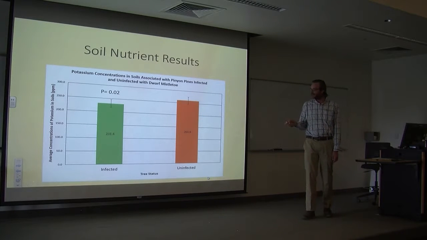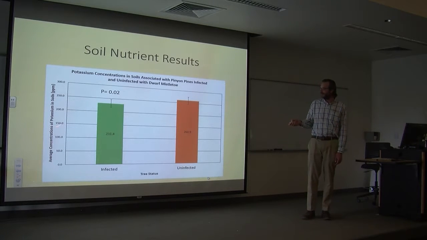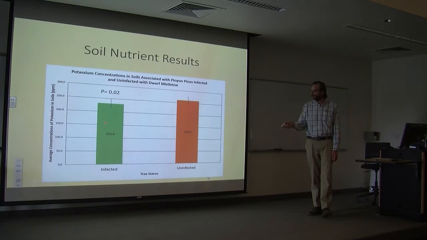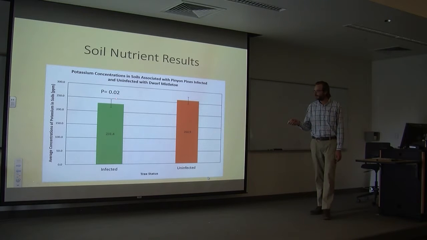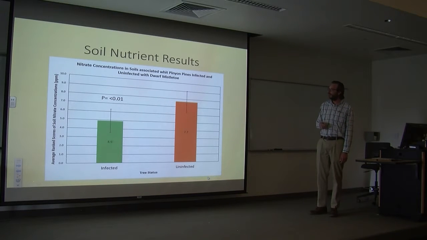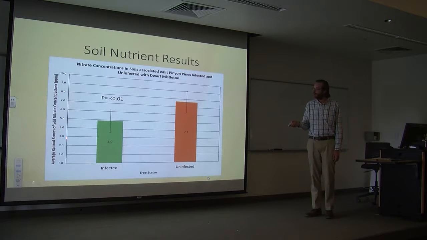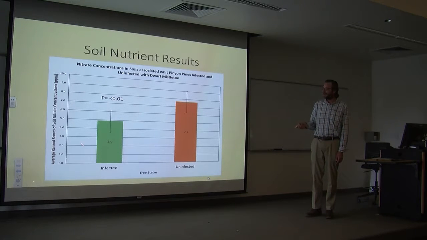Same thing for potassium here. Concentration of potassium on the y-axis, tree status down here on the x. Infected soils slightly decreased again, but still significant. And then for our nitrate levels, infected trees also had decreased concentrations of nitrates in their soils.